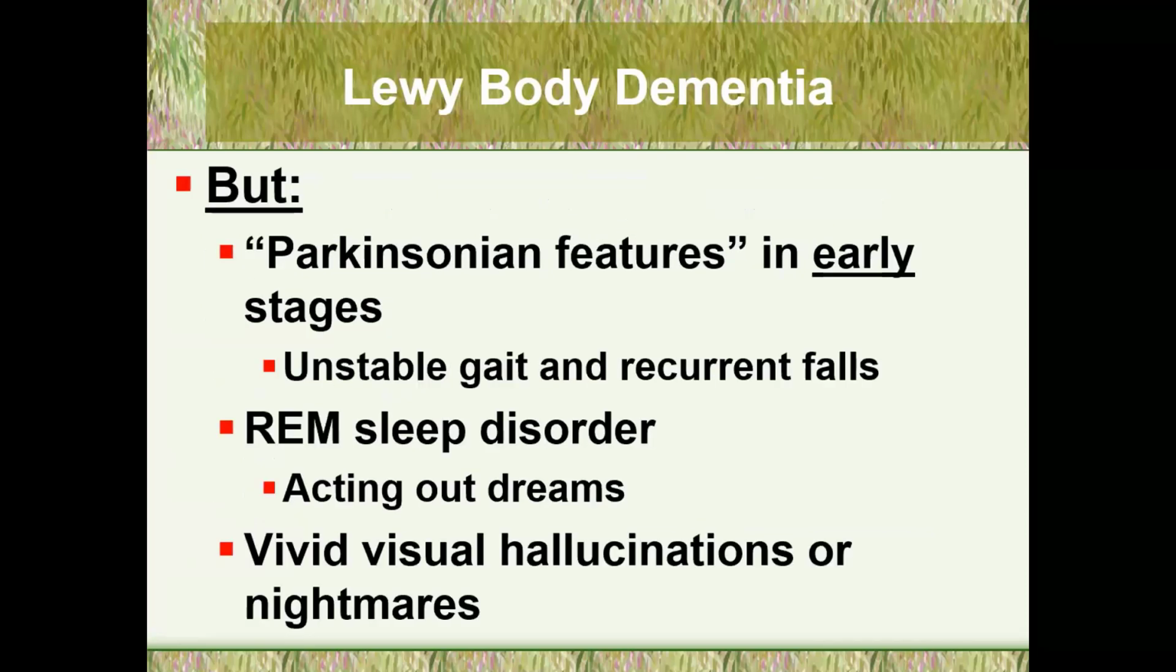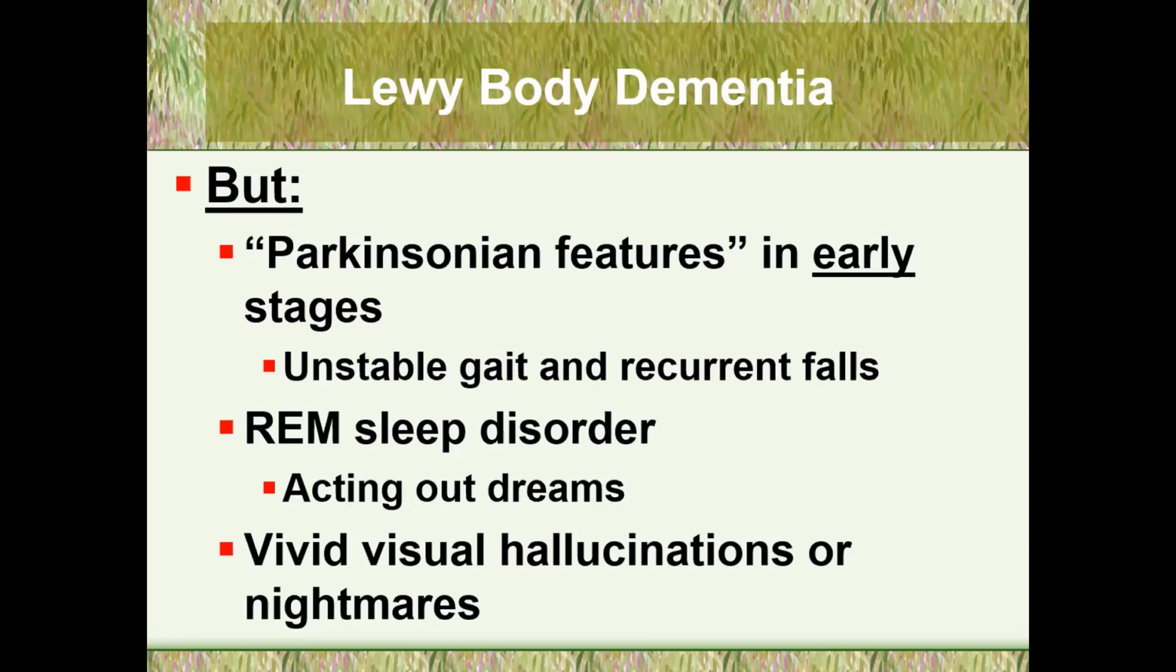However, in Lewy body dementia, these patients often have what are called Parkinsonian features in the early stages. So they may have a lot of trouble with their gait, falls, stiffness. Patients with Alzheimer's can get these symptoms, but not until the late phases of their disease. So somebody who's presenting in an early to early mid phase of dementia and has prominent Parkinsonian features, that's a real red flag that this could be Lewy body dementia.